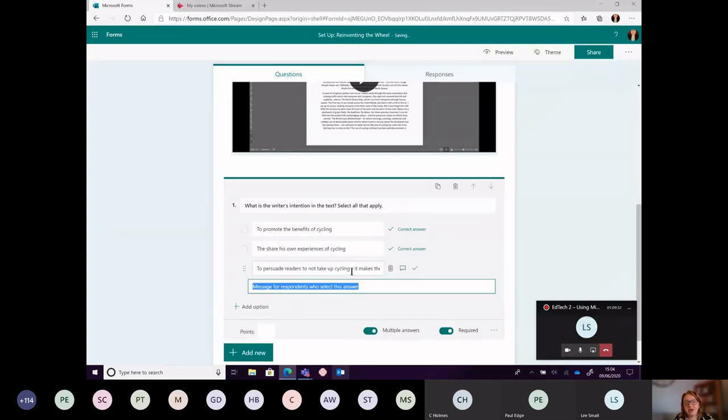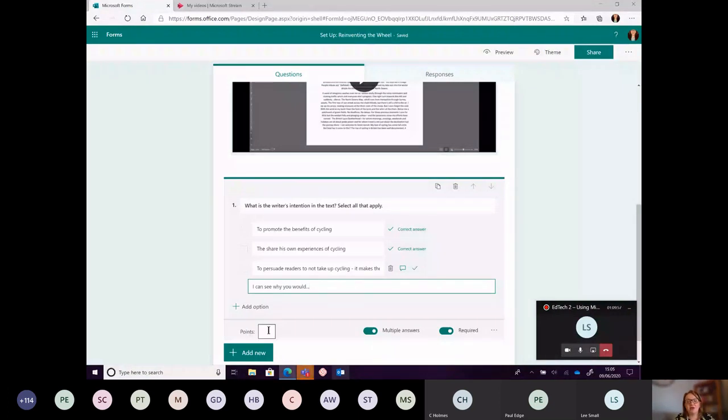And again, if pupils were to choose this one as the answer, there is a section within this response that talks about the Lycra brotherhood and the fact he looks like he's a luminous. So pupils might look at that and think, yeah, he's definitely persuading me not to take up cycling. I do feel a bit silly. So you can just pop a message in there. I can see why you would, and then you can complete the feedback, and that'll allow you to give that immediate feedback to those pupils.